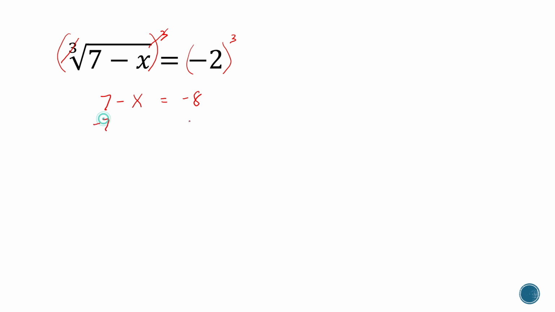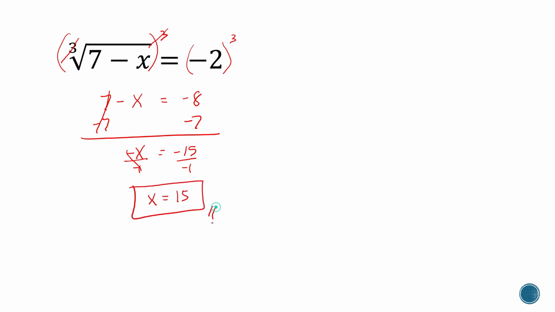And then subtract 7 on both sides. This will give me negative x equals negative 15. Finally, divide by negative 1 on both sides, therefore x equals positive 15. Let's go to the next one.